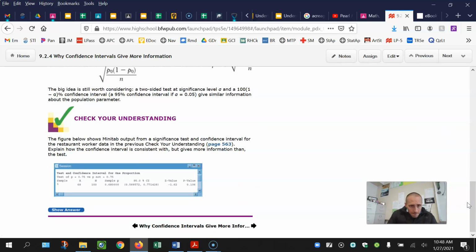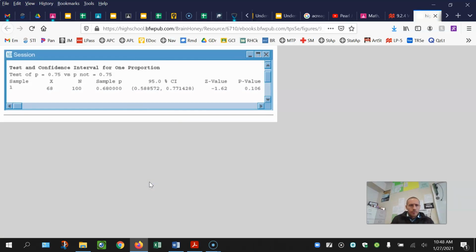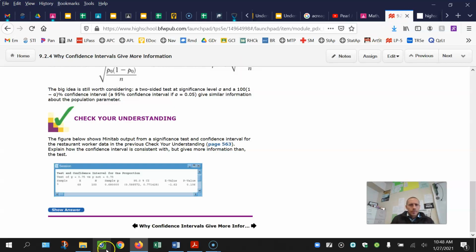I wonder if I can make this bigger. Yes. Okay, so in this check of understanding, they want to know why the confidence interval is consistent with, but gives more information than the test.